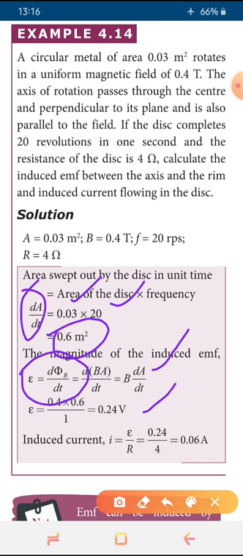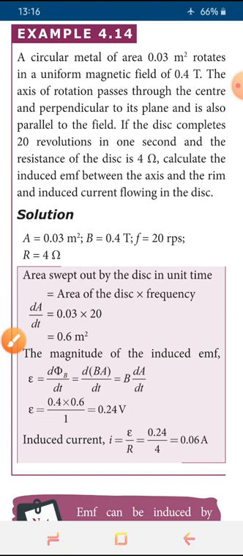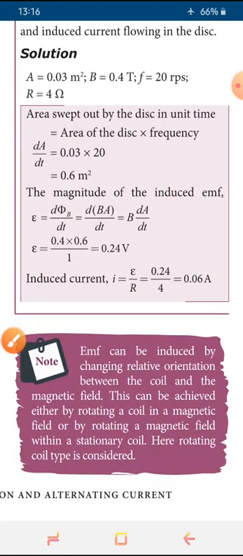And now we can write the induced current I is equal to epsilon divided by R, 0.24 divided by 4, that is equal to 0.06 ampere. Okay, this is the induced current value. So we got the answer for this. It is the easier one.